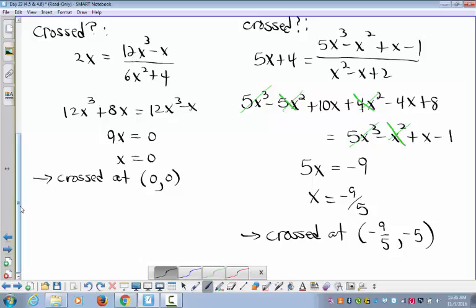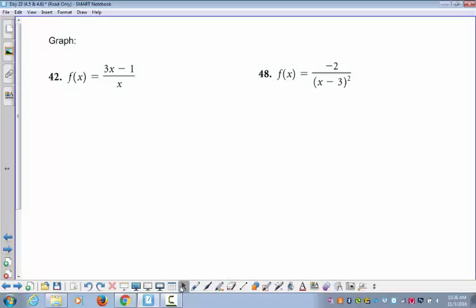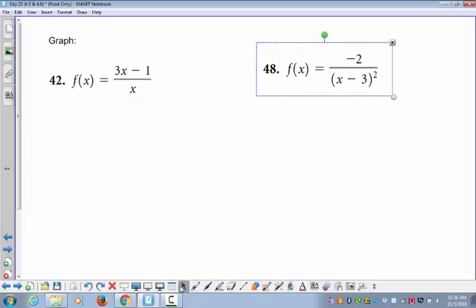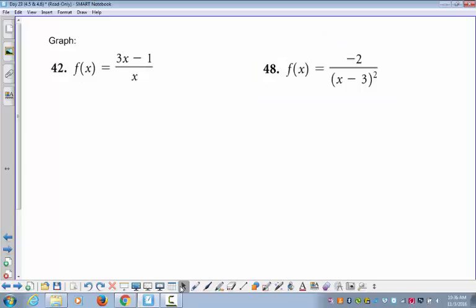So let's see if we can put it all together. So let's start from scratch, do the full process here. So the full process, we need to find all the asymptotes. We need to find all the intercepts. And that's it.